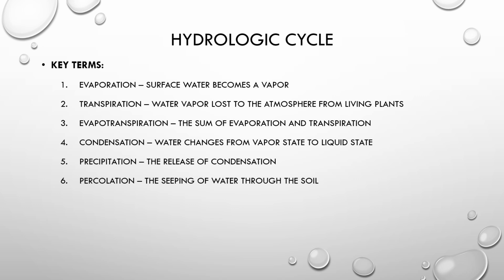Some of the terms you're going to want to know for the hydrologic cycle are evaporation, which is the surface water becoming a vapor. Transpiration, like I said before, is water vapor lost to the atmosphere from living plants. And then you have evapotranspiration, and that is just the sum of both evaporation and transpiration. Next, you have condensation. The water changes from vapor state to a liquid state. Precipitation, again, is where it collects enough and then falls to the earth. And then percolation, where the water is seeping through the ground.